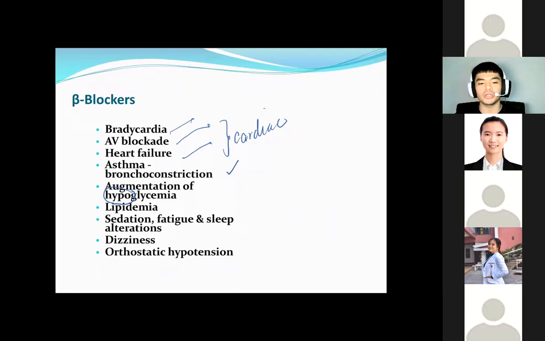They can lower blood glucose levels. Kaya dapat minomonitor natin ang blood sugar when a patient is using beta blockers. And also we have other metabolic effects like lipidemia, and then central effects like sedation, fatigue, and sleep alterations, dizziness, and in some cases, orthostatic hypotension. Okay? So these are the adverse effects caused by beta blockers.